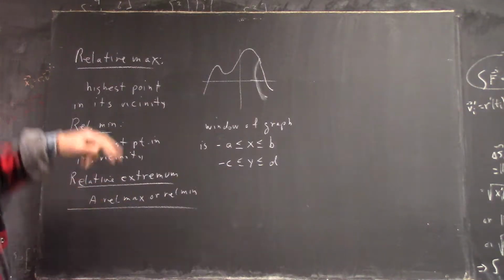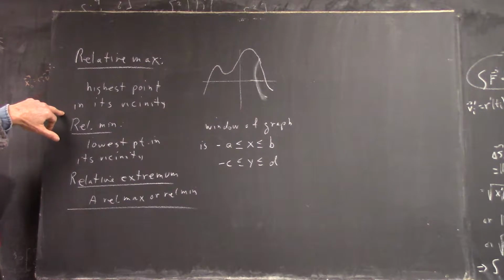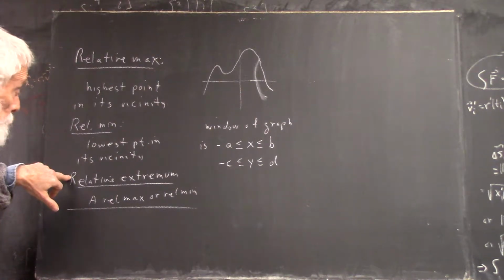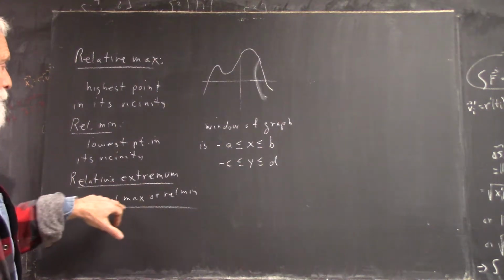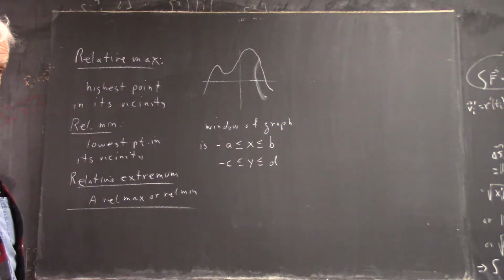Okay, just a quick synopsis. Relative max is the highest point in its vicinity. Relative min is the lowest point in its vicinity. And a relative extremum is a relative max or relative min, right?